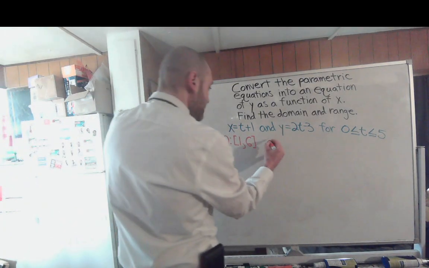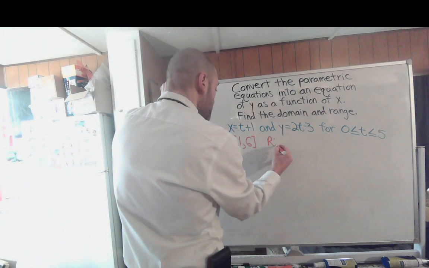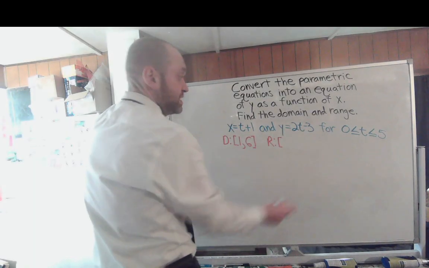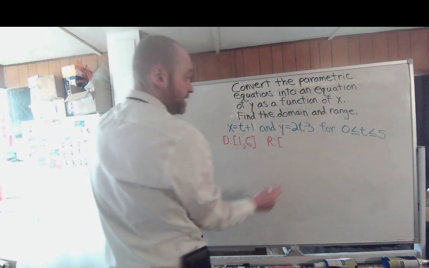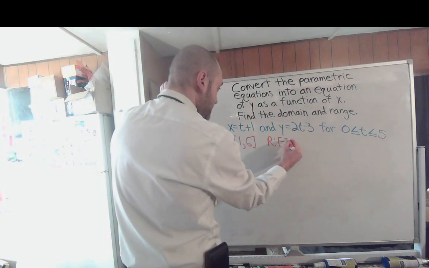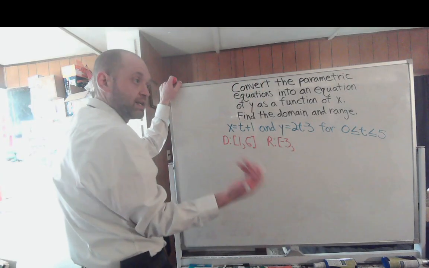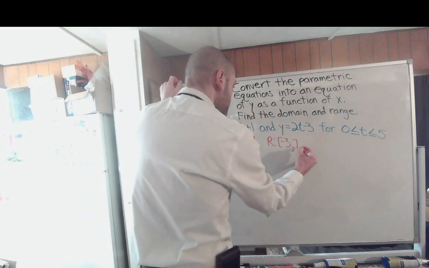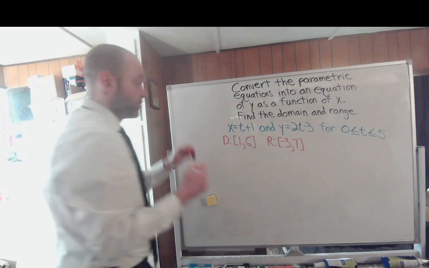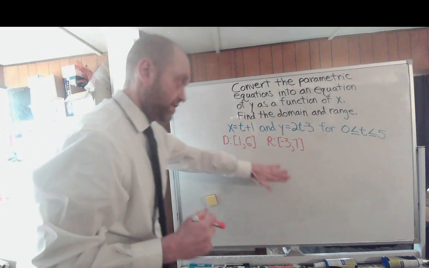Now we can find our range. If you put in 0 for t, you would literally get 0 minus 3, which is negative 3. If you put in 5 for t, you would get 10 minus 3, which is 7. So your range would be from negative 3 to 7.